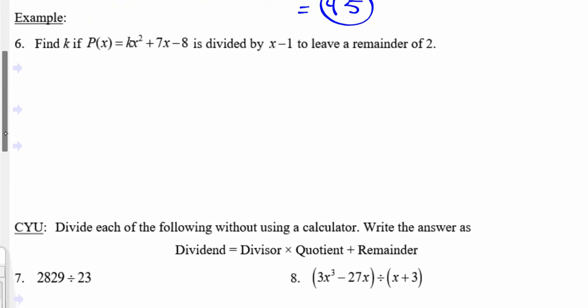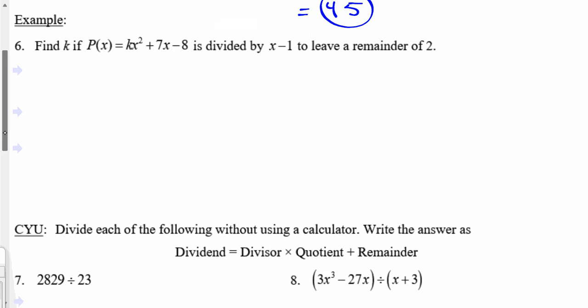Now here's a question that's a little bit different, where we can make use of the remainder theorem. So we have this polynomial with a missing coefficient. But we do know that if we divide by x minus 1, we get a remainder of 2. So using the remainder theorem, it tells me that p of something is going to equal 2. P of what equals 2? Just call it out. P of 1. Yes.